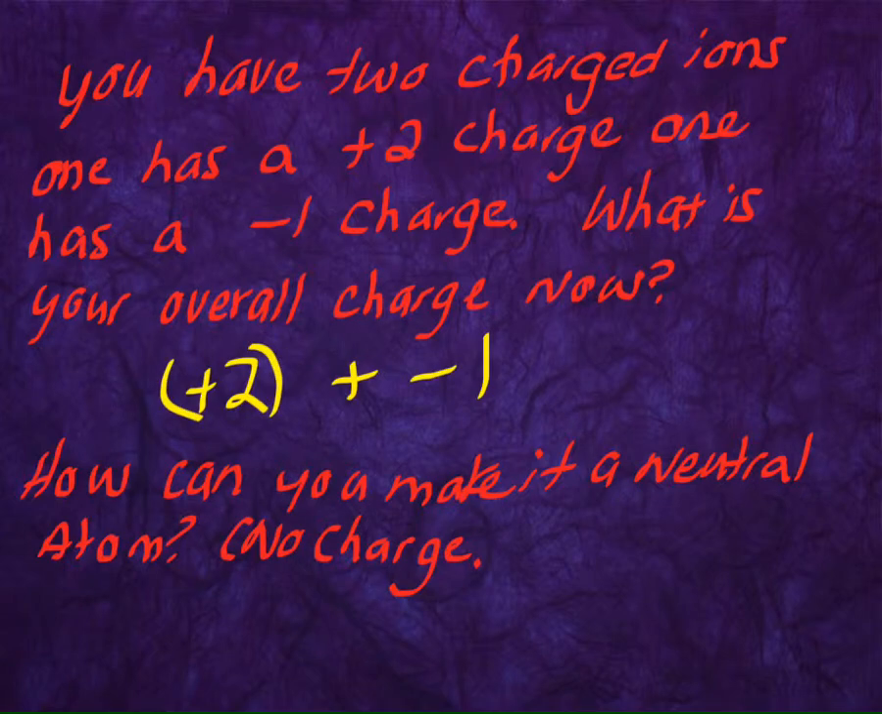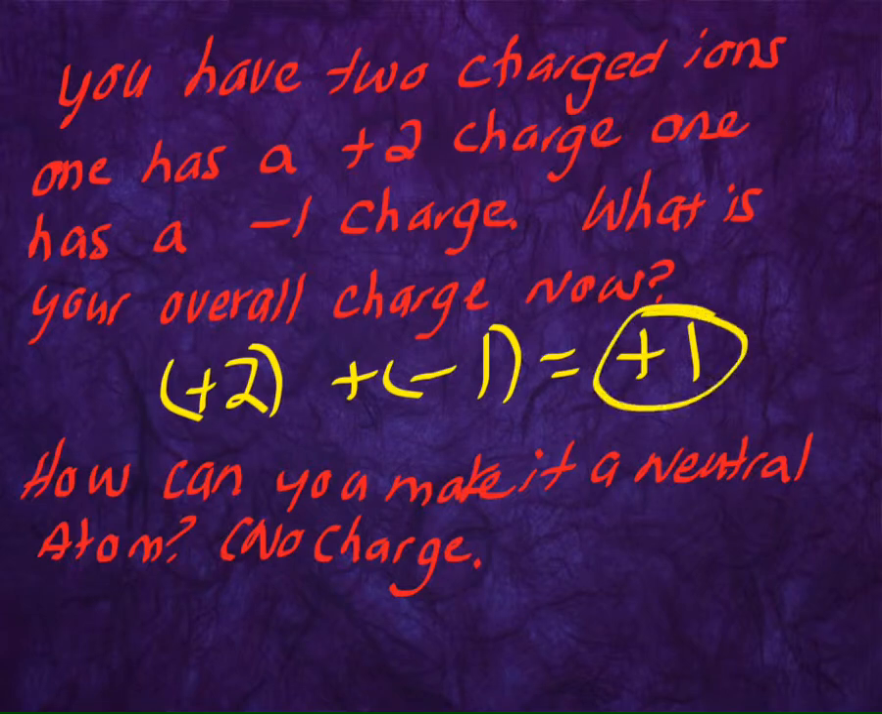What is their overall charge? It's going to be a positive 1, right? You take away 1, you've just taken away a positive. So your overall charge is going to be a plus 1. Easy. Now, how can you make it a neutral atom, meaning no charge at all?